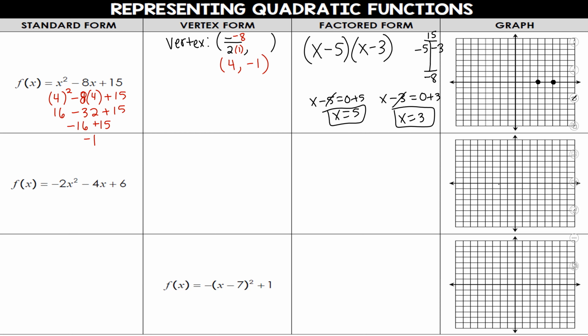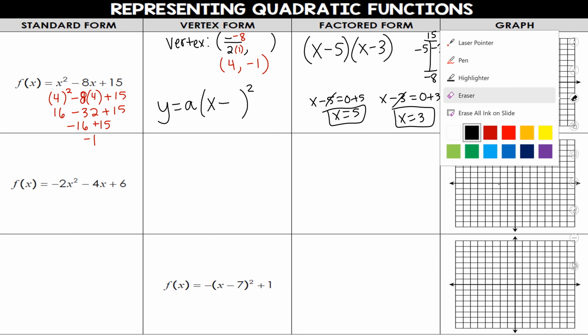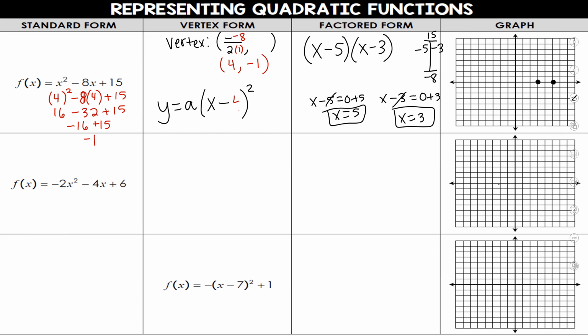Now, the formula for vertex form: y equals a times x minus h, squared, plus k. A stands for your vertical stretch or compress. The h is the x value of your vertex, and the k is the y value of the vertex. This is the standard form for a vertex equation. So let's substitute the vertex. I'm going to erase h and k, and put what I found. My vertex is 4 and -1.